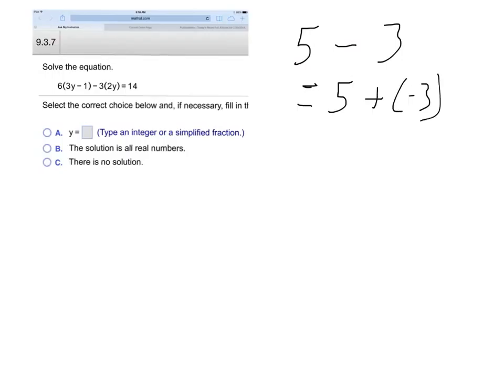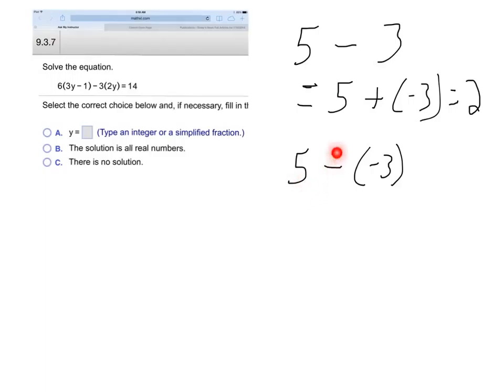So it's not necessary to always do this, to rewrite it. With practice you typically do not, but it's just the definition. 5 minus 3 is equal to 5 plus a negative 3, which the answer is 2. If we looked at a second example, let's say I had 5 minus a negative 3. Well, how would you work that?